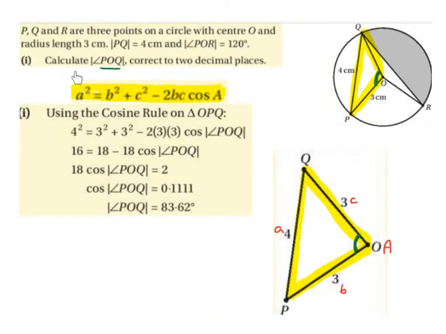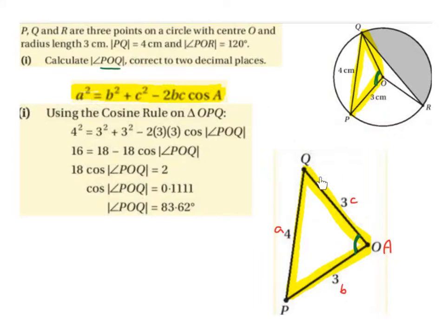So part 1, calculate the angle POQ to 2 decimal places. So POQ is this angle here. So we actually have a non-right angle triangle. So we're either going to use the cosine rule or the sine rule. So since we know that the radius is 3 centimetres, then this radius must also be 3 centimetres. And we obviously have this side here 4 centimetres. So we have 3 sides and we're looking for an angle, so we're going to use the cosine rule.